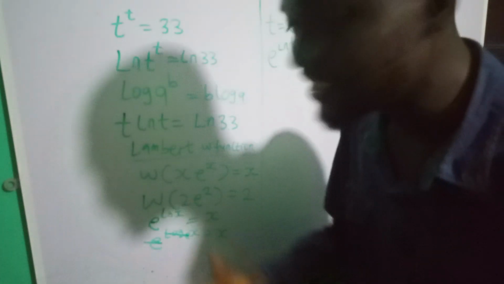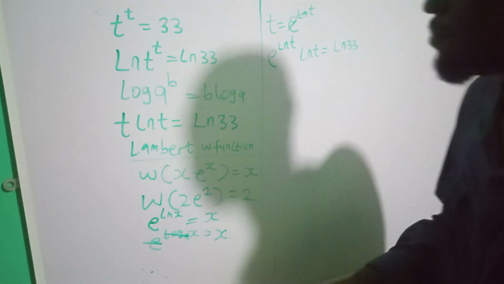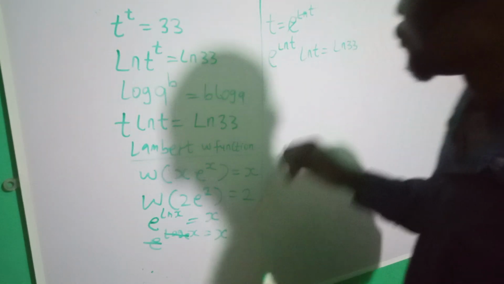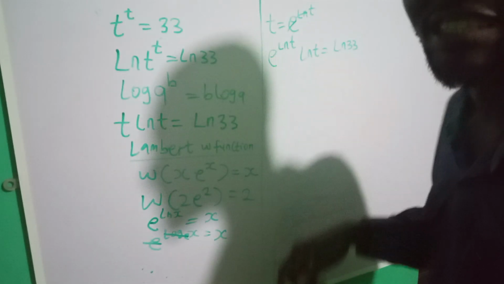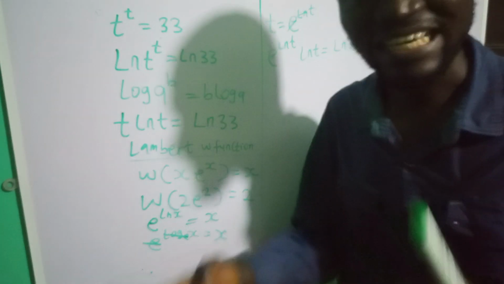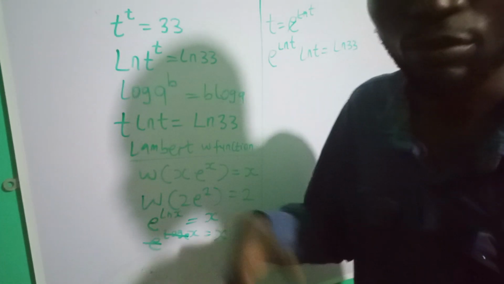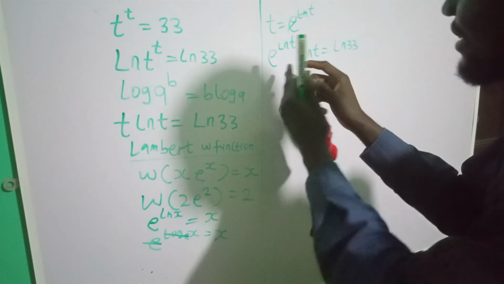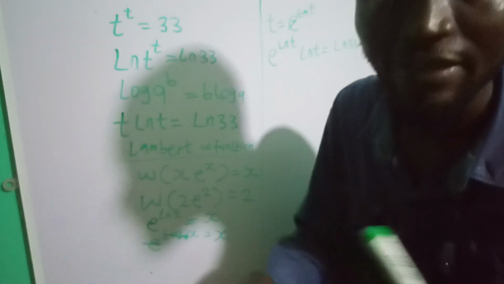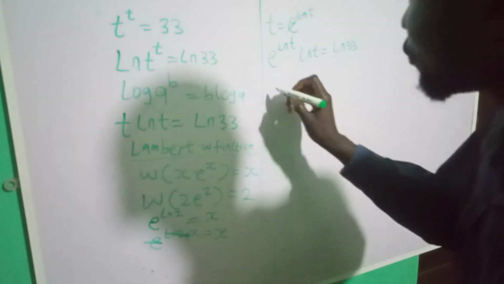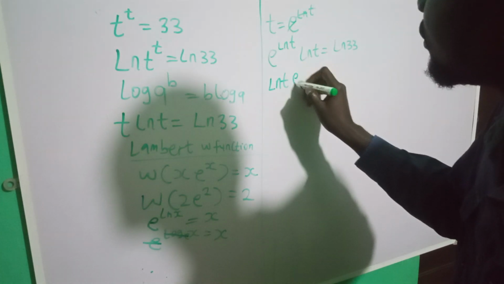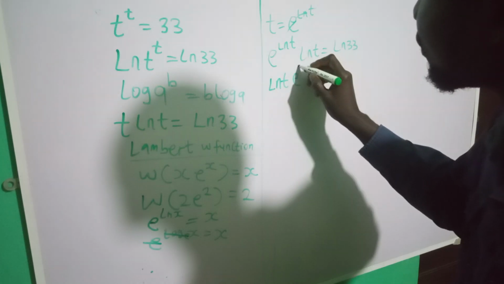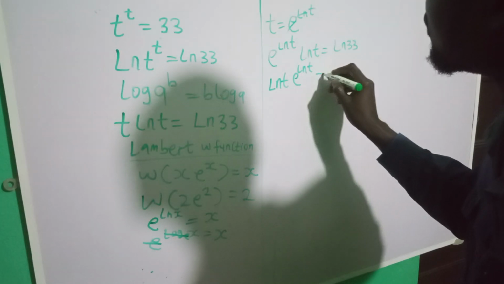Now let me arrange this in such a way that I can apply the Lambert W function. This one will come before this one, and this one I'll put in the middle, so that I can apply the Lambert W function correctly. Like this, I can't apply it, so I have to arrange it well. So this comes first, that is ln t, then e raised to power ln t comes second.